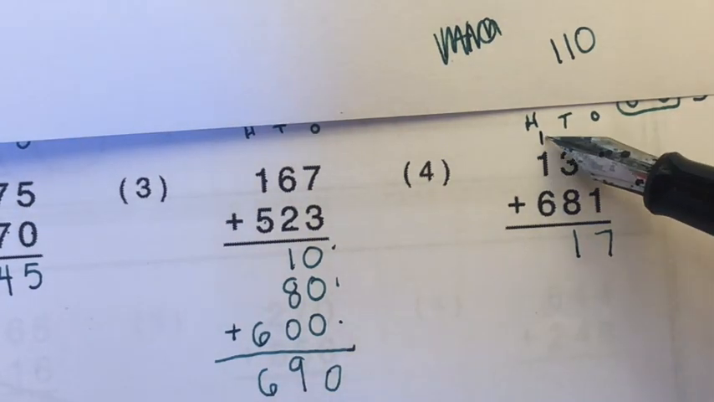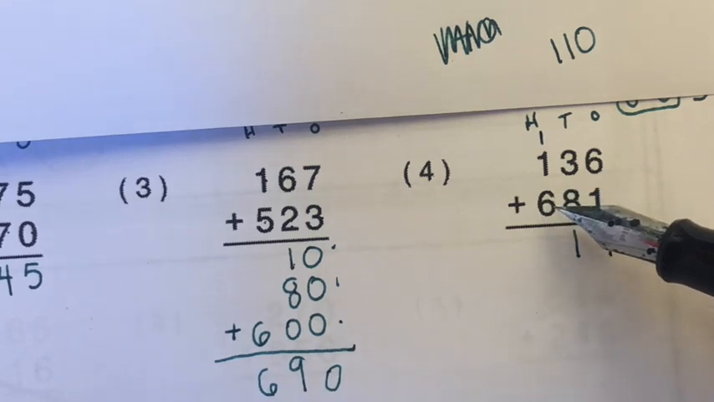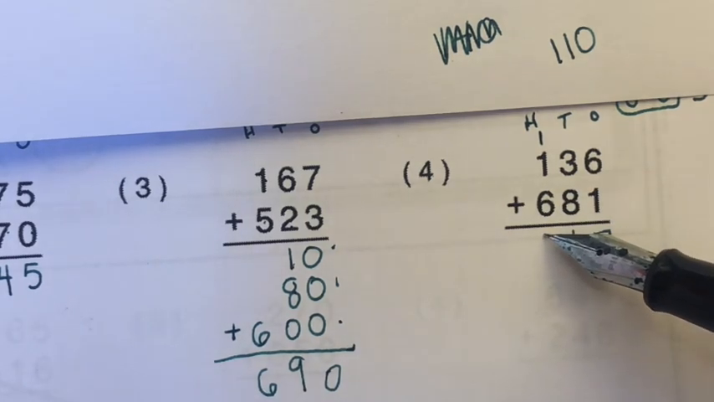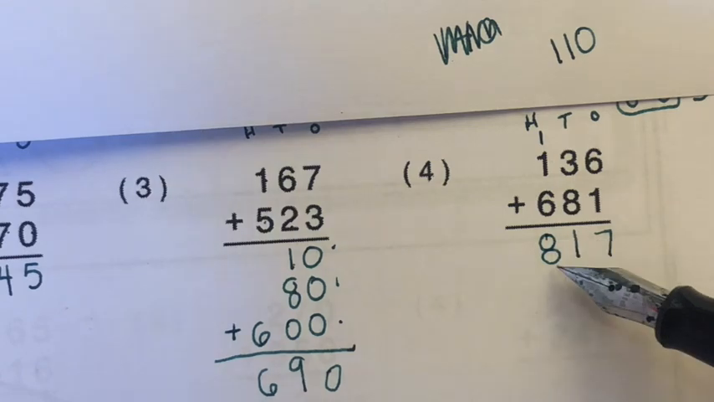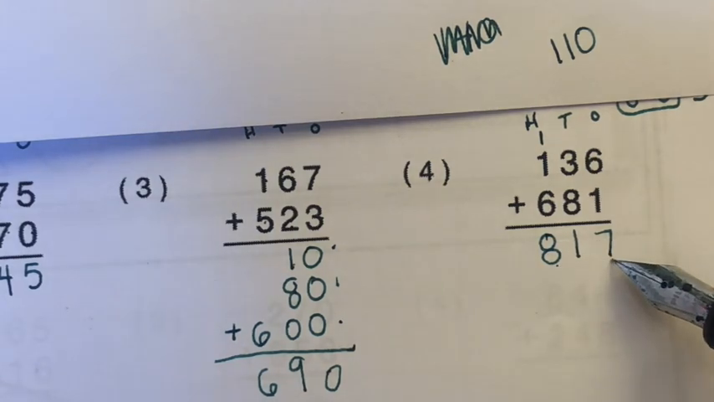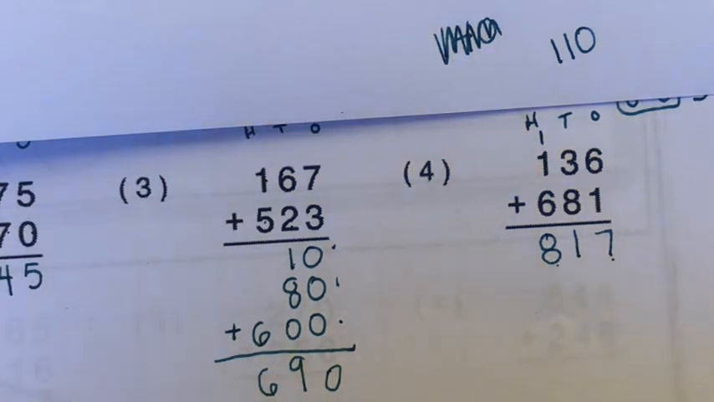Now I'm going to add this. 1 and 1 is 2, and then add 6 more. 2 and 6 is 8. So I have 8 hundreds, 110, 7 ones, 817. Okay, on to subtraction.